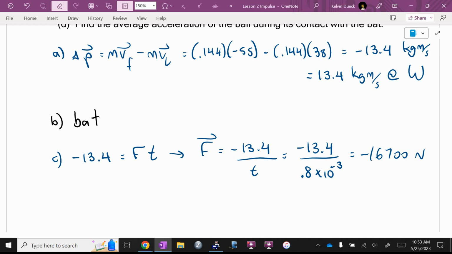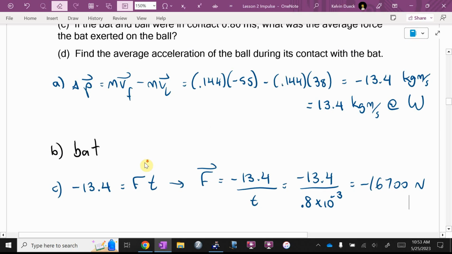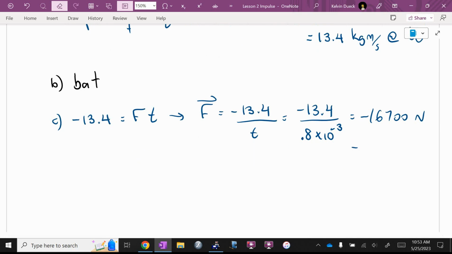Did they ask for a direction? I'm not sure whether they want a direction. If you had to give a direction for the force, what direction is the force? Is this force towards the east or towards the west? I totally disagree. How do I know it must be towards the west? Negative, right? 16,700 newtons west.